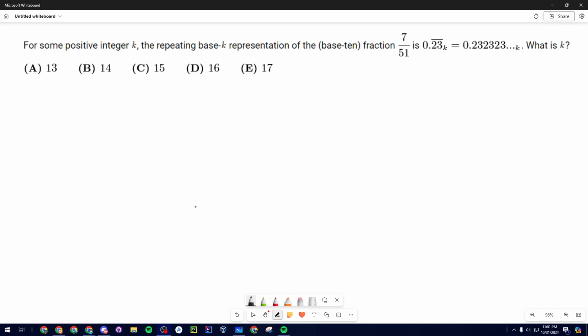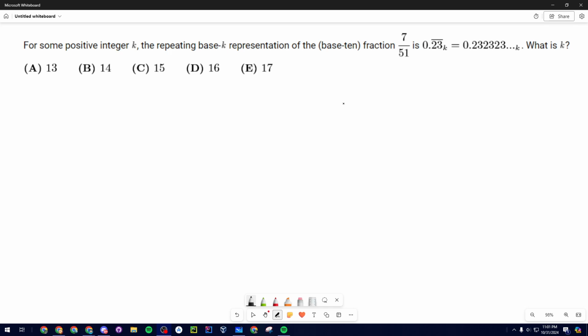Hey, this is a nice problem from the AMC. I decided to just make a solution video for this because it's a lot easier to explain, and it gives me a break from college apps. But this is a nice problem, so I'll explain how to do it with number bases.